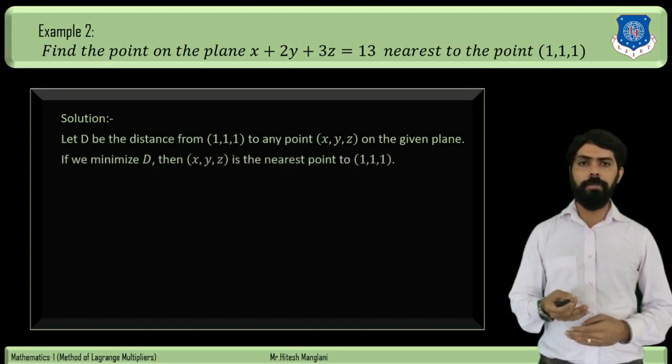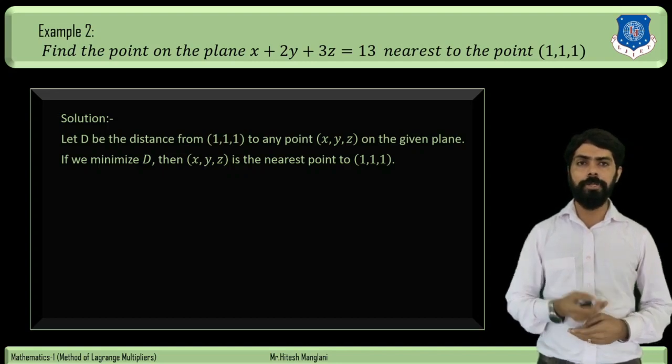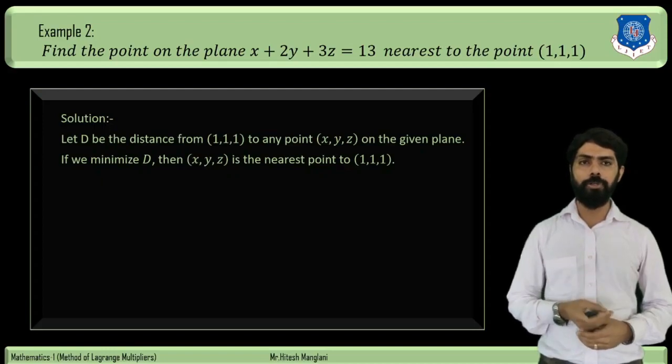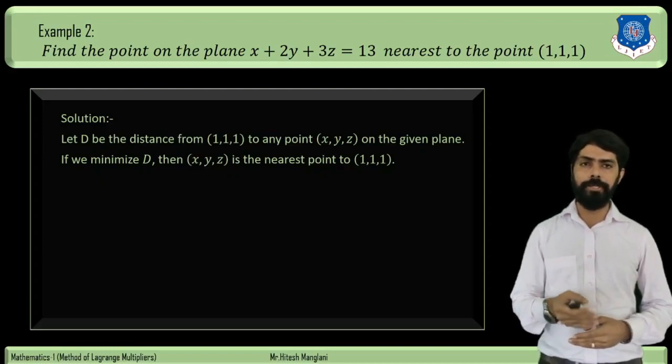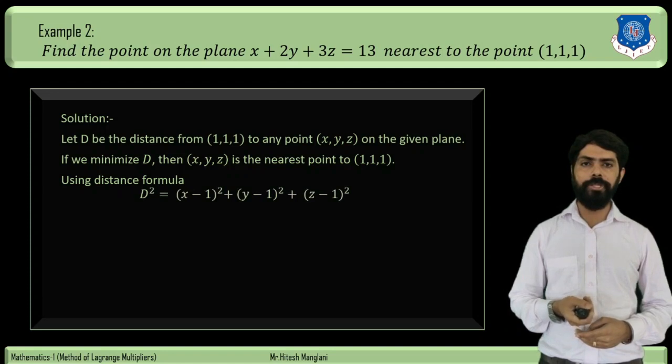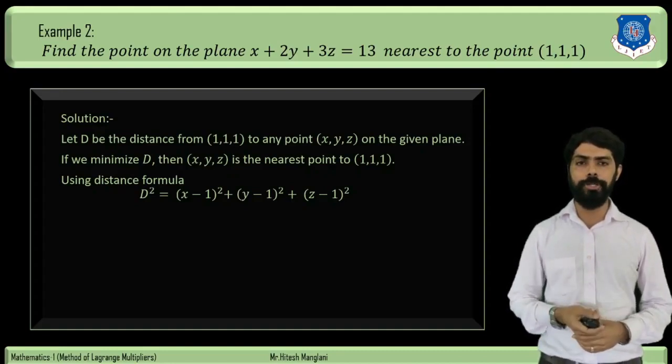So if we minimize D, then (x, y, z) is the nearest point to (1, 1, 1), because here we will have to find the point on the plane nearest to the point (1, 1, 1). So for that we will have to minimize the distance. Therefore, using the distance formula, as you know how to find the distance between 2 points, D squared is equal to (x minus 1) whole squared plus (y minus 1) whole squared plus (z minus 1) whole squared. This is how we can find the distance between 2 points.